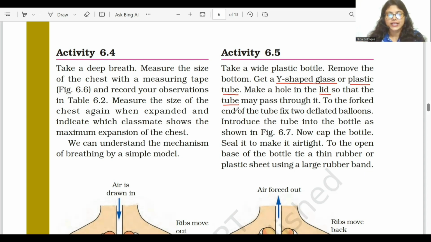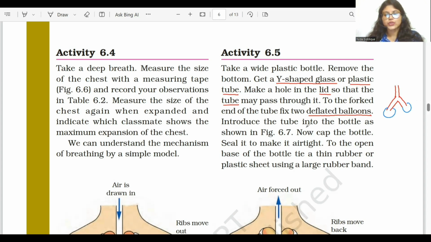To the forked end of the tube, fix two deflated balloons. Okay, so ये कुछ इस type का tube है, Y-shaped. Now, ये जो end है, इस end पे हमें balloons लगाना है. Okay, deflated मतलब वो फुला हुआ नहीं होना चाहिए.